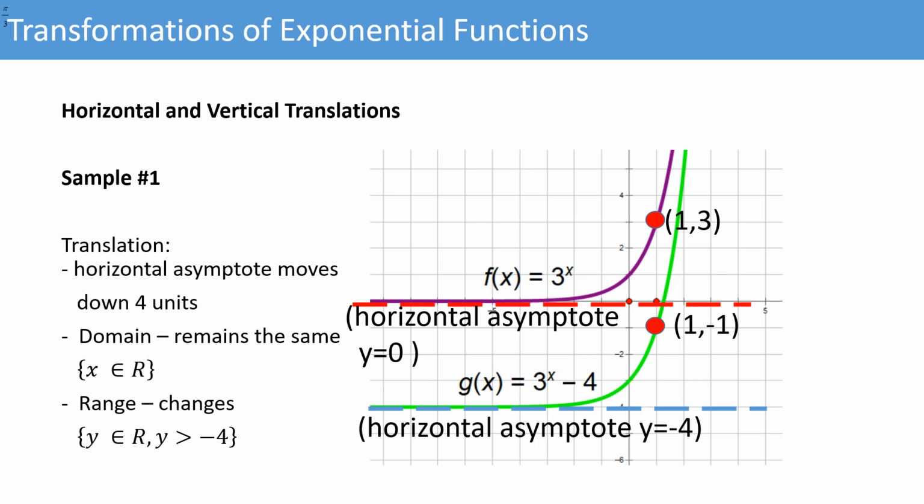So we can say then that we have a translation of the horizontal asymptote down 4 units, but the domain remains the same. We have x as an element of the real numbers, but the range changes, still an element of the real numbers, but now it is greater than negative 4.